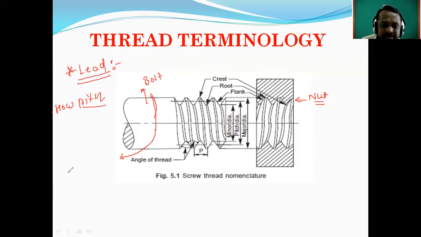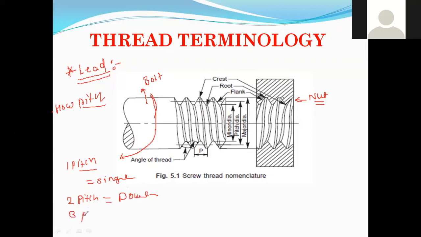म्हणजे समजा एक pitch एवढं डिस्टन्स जर ह्या नट मध्ये ट्रॅव्हल झालं, we can call it the single start thread. जर समजा 2 pitch एवढं डिस्टन्स ट्रॅव्हल झालं तर it is called the double start thread. Then 3 pitch असेल तर it is the triple start. Lead means what? During the single rotation of that bolt, how much pitch is inserted or traveled into this nut? It is called the lead.